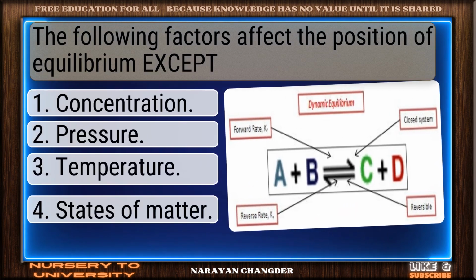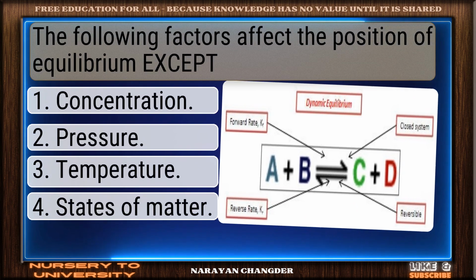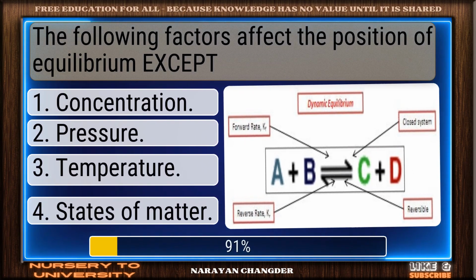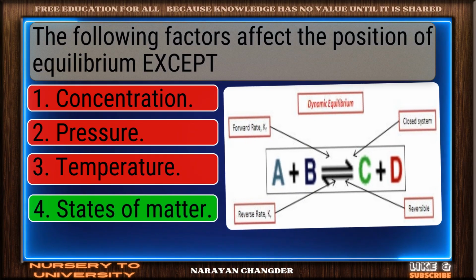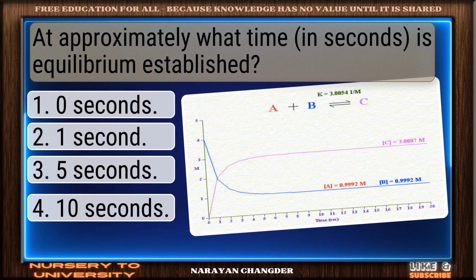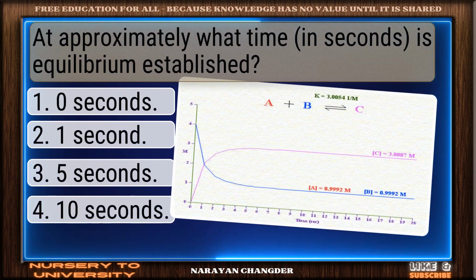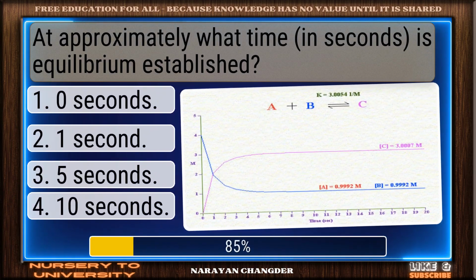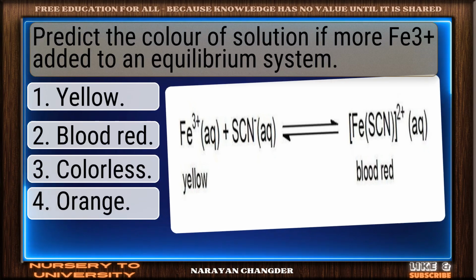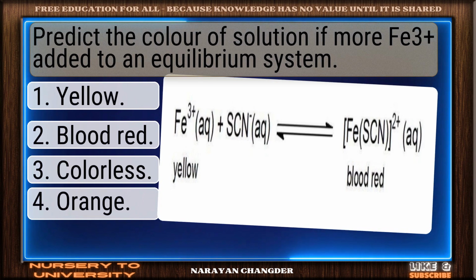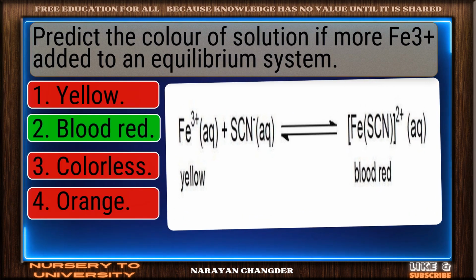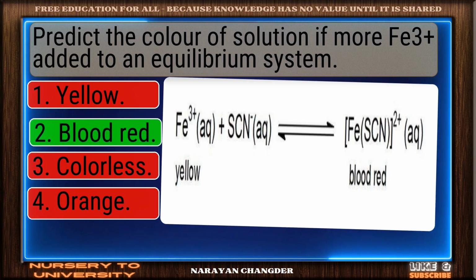The following factors affect the position of equilibrium except... Correct response. States of matter is the most accurate answer. At approximately what time is equilibrium established? Well done. 5 seconds is the right choice. Predict the color of the solution if more Fe3+ is added to an equilibrium system. Well reasoned. Blood red is the correct choice.